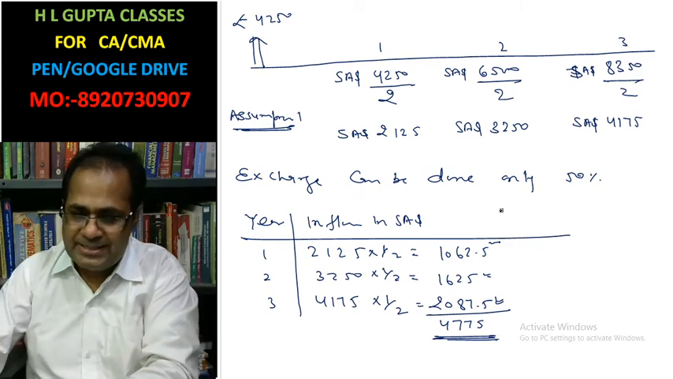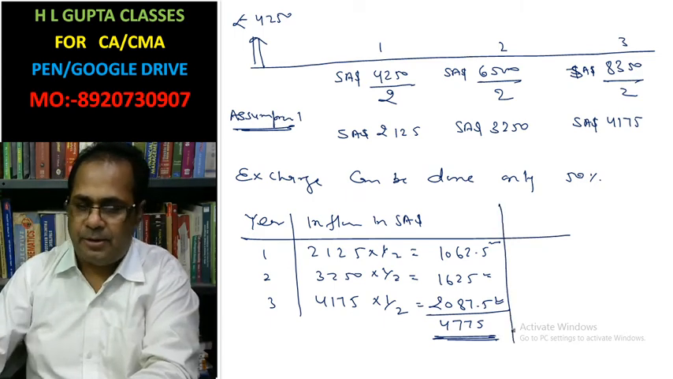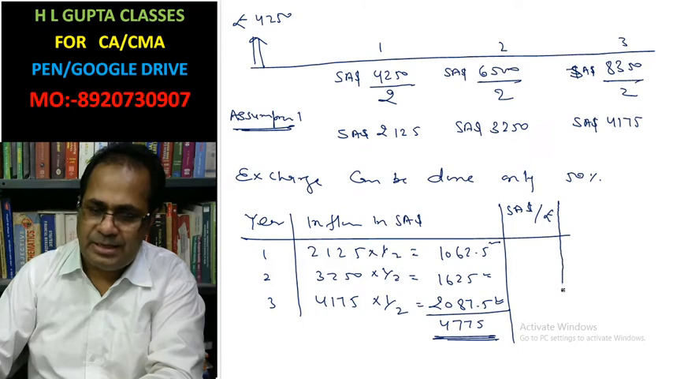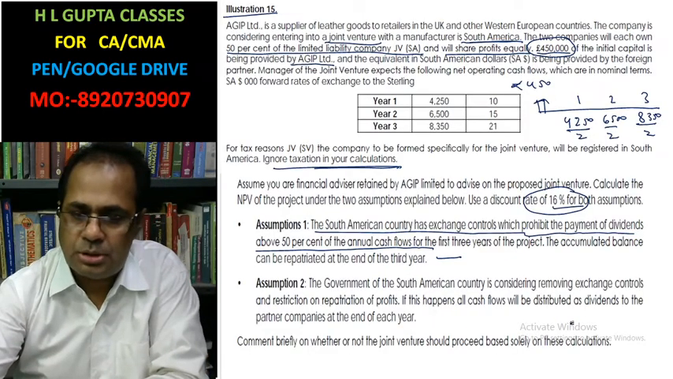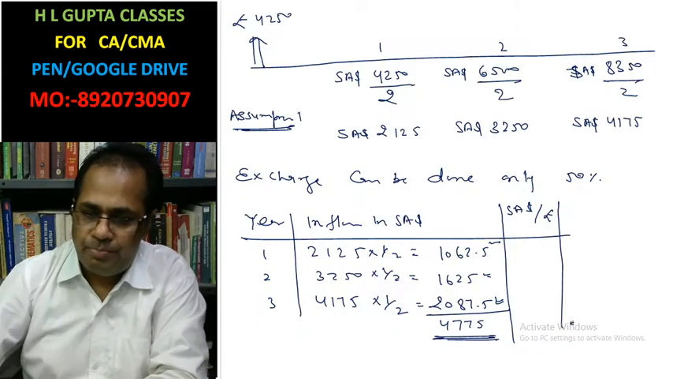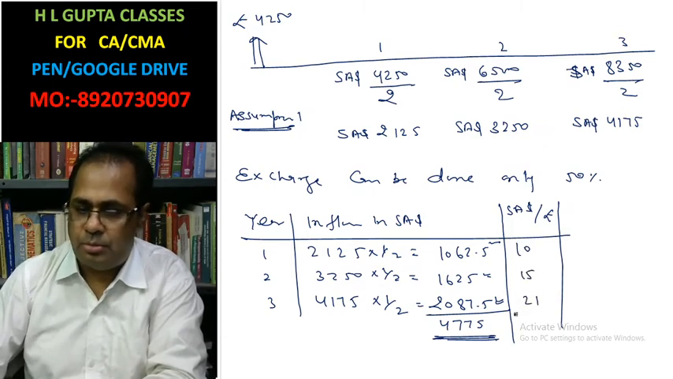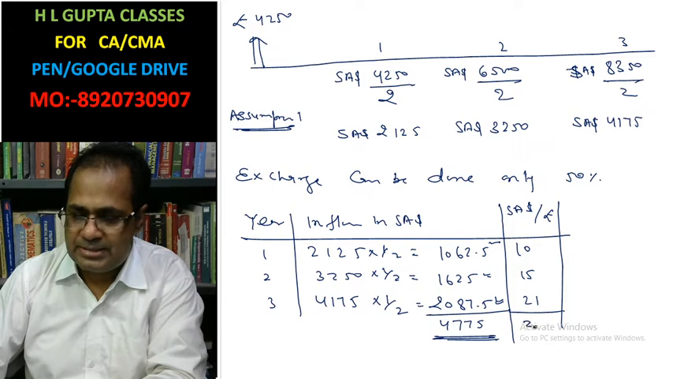What is the exchange rate you have? Exchange rate. The South African dollar per pound exchange rate is given in the question: 10, 15, 21. This is 10, 15, 21. In this case this is also 21.